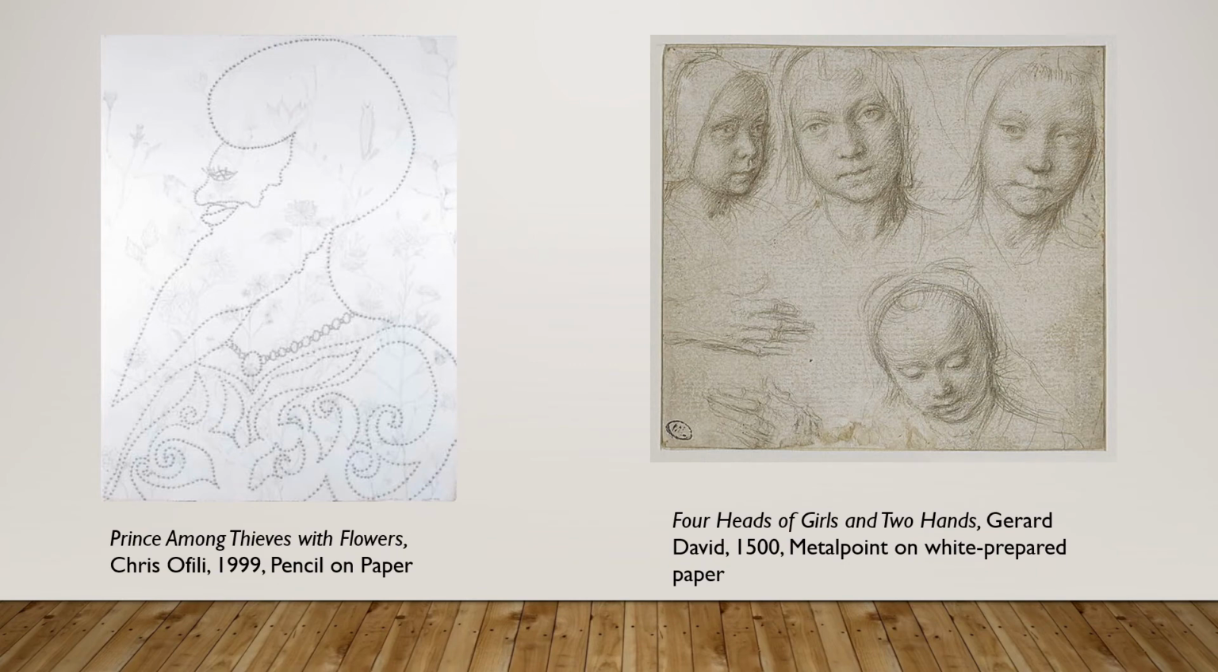Here's a couple of examples. We have on the left, Prince Among Thieves with Flowers. That is pencil on paper. On the right, we have Four Heads of Girls and Two Hands, Gerard David in 1500. This is metal point on white prepared paper. Remember, when you do metal point, you've got to put down some sort of a ground on top of the paper to prep it for the metal point.